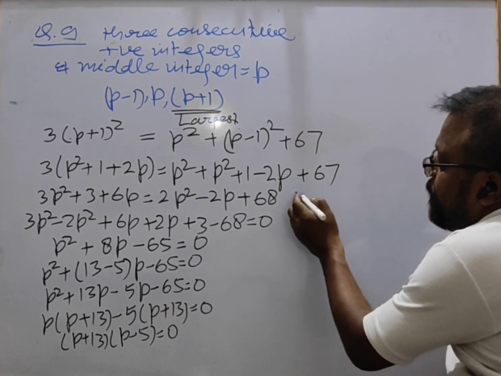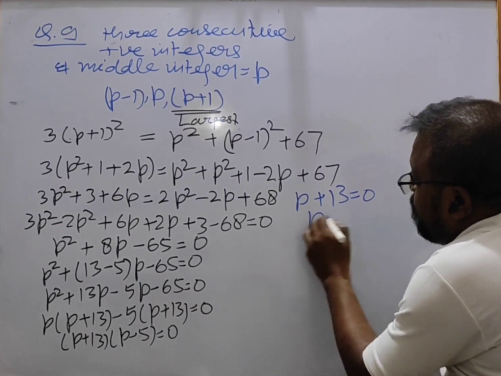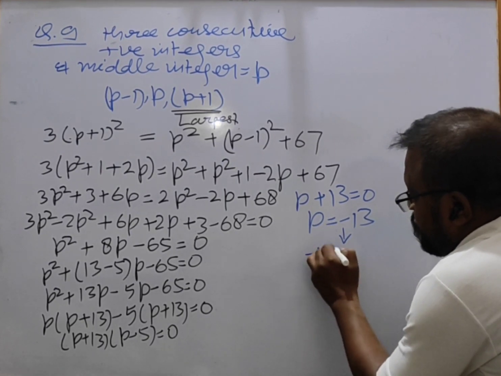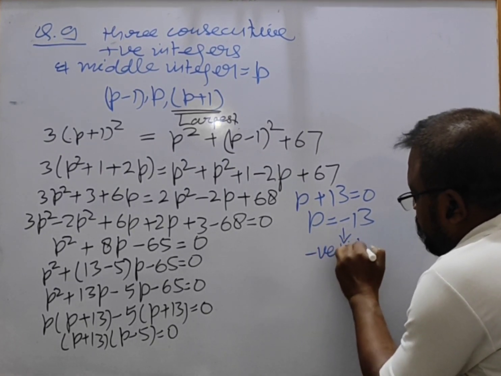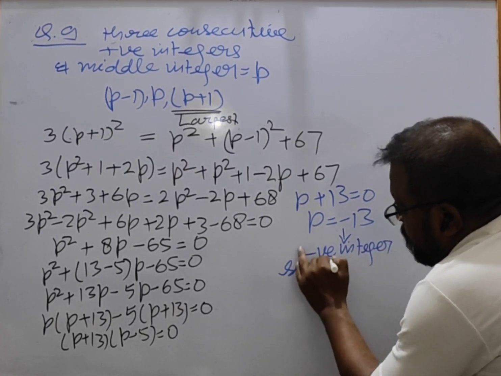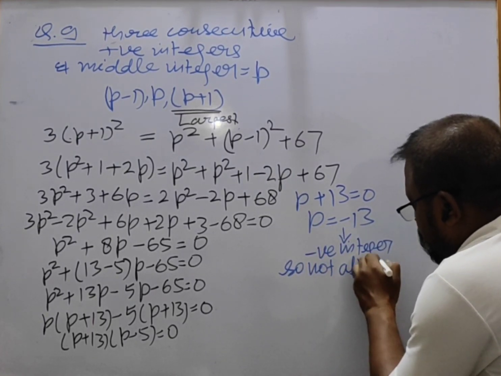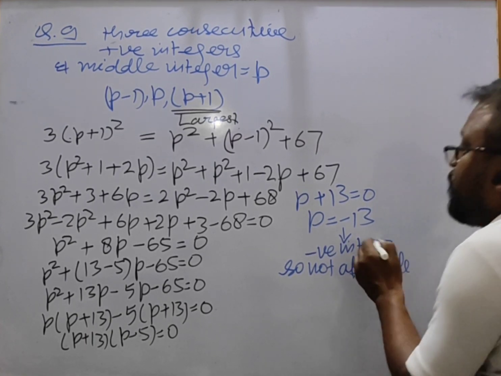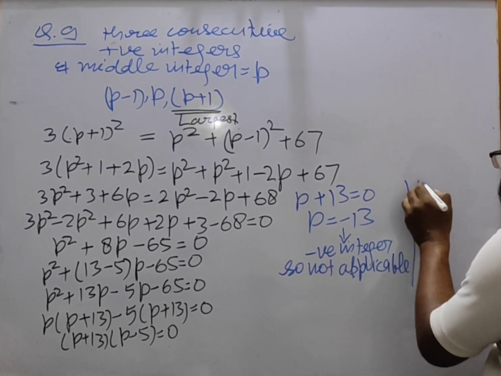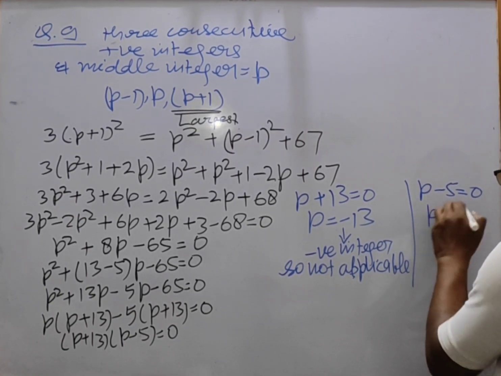So p plus 13 is equal to 0, so p is equal to minus 13. It is a negative integer, so not applicable. And if we take p minus 5 is equal to 0, so p is equal to 5.